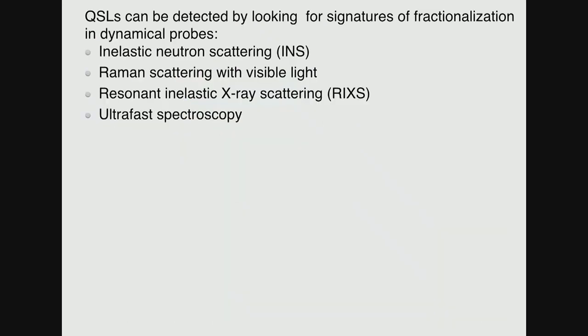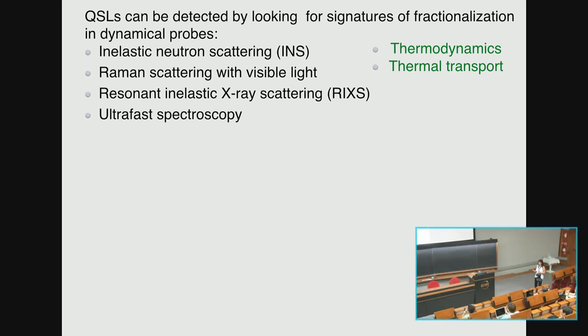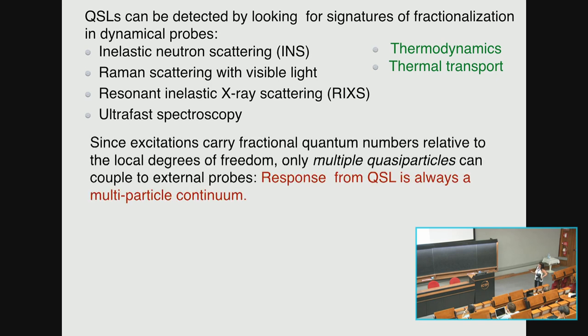Okay, so as I said, let's live with what we have, and therefore we have a hope that quantum spin liquid can be detected by looking at the signatures of fractionalization of excitations in dynamical probes. It can be done with inelastic neutron scattering, Raman scattering with visible light, resonant inelastic X-ray scattering, and also now there are some studies of ultrafast spectroscopy. Of course, a few features can also be understood by looking at thermodynamics and thermal transport. What is interesting is that since we now have these candidate materials, there is a lot of experimental activity in this field, trying to see whether we indeed see some features of Kitaev spin liquid.